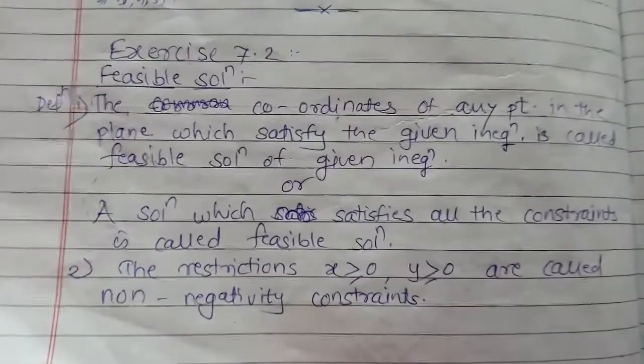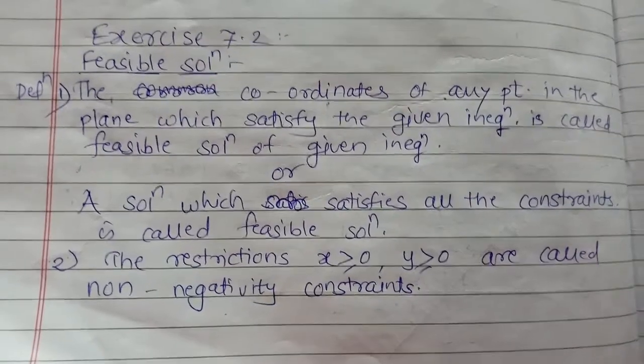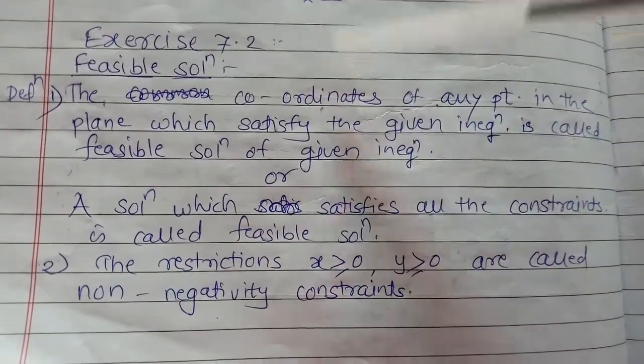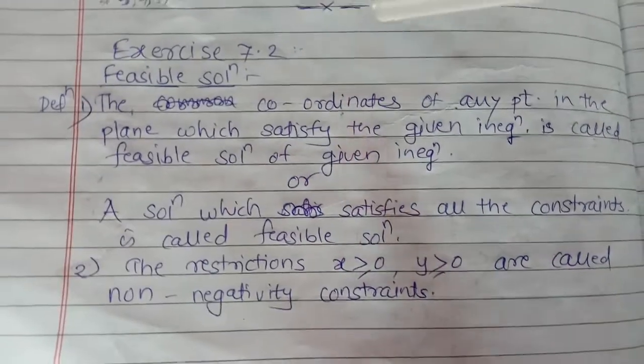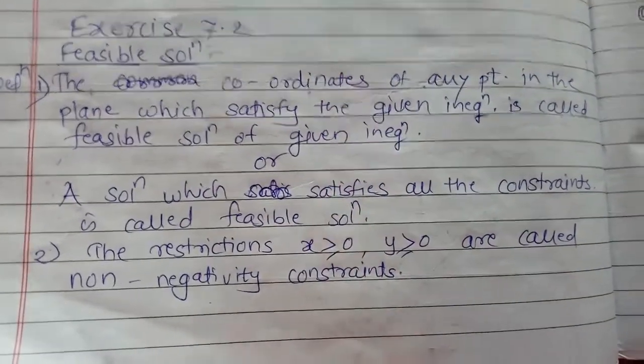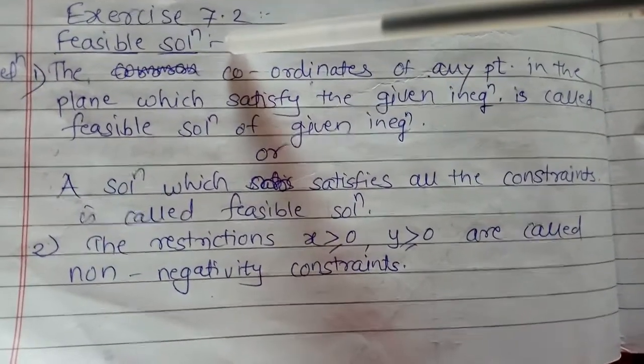Hello students. So now I'm going to continue the chapter LPP, that is linear programming, from exercise 7.2. Just before starting 7.2, we have to know some terms. The first one is the feasible solution. So actually, what is the meaning of feasible solution?